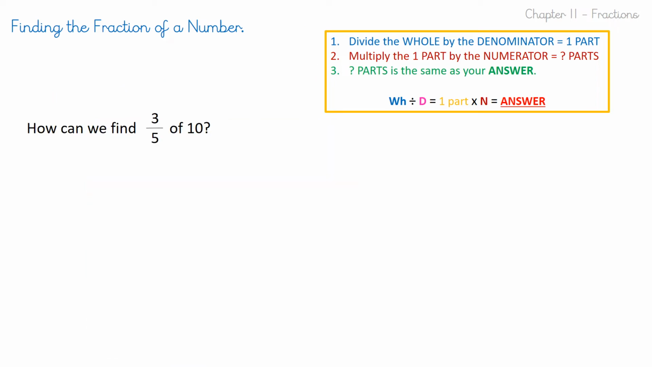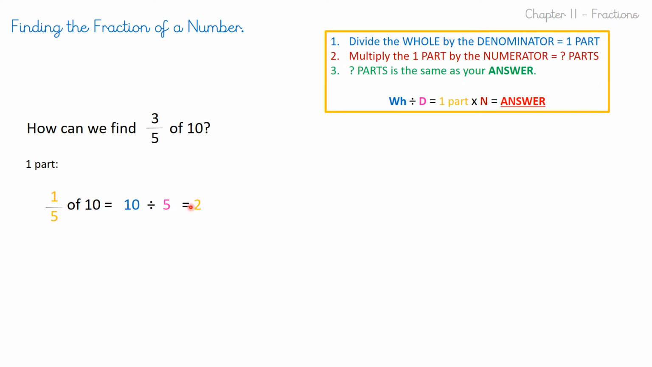Before you solve one problem by yourself, let's go over what we've just done. Our problem says, how can we find 3/5 of 10? First, in step 1, we need to find what one part is, so we need to find 1/5. In order to find 1/5, it says divide the whole by the denominator. So we divide 10 by 5 and then we will know what 1/5 is. So 1/5 of 10 is the same as 10 divided by 5, which is 2.